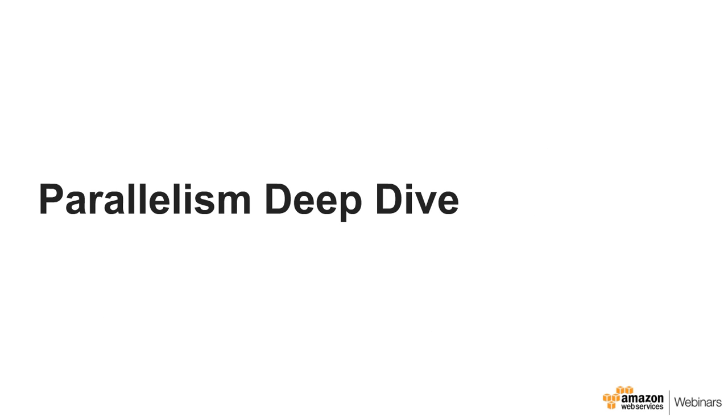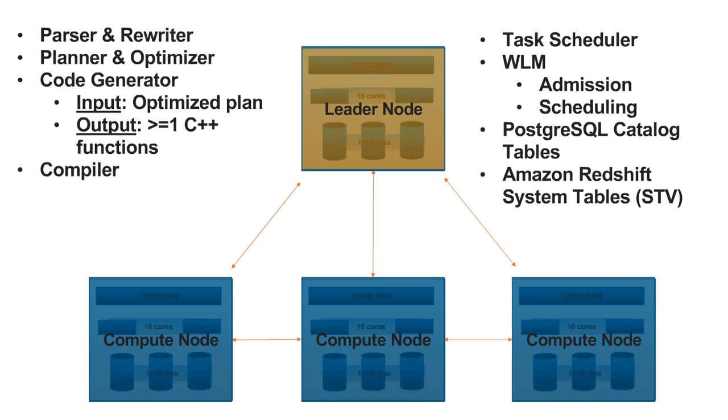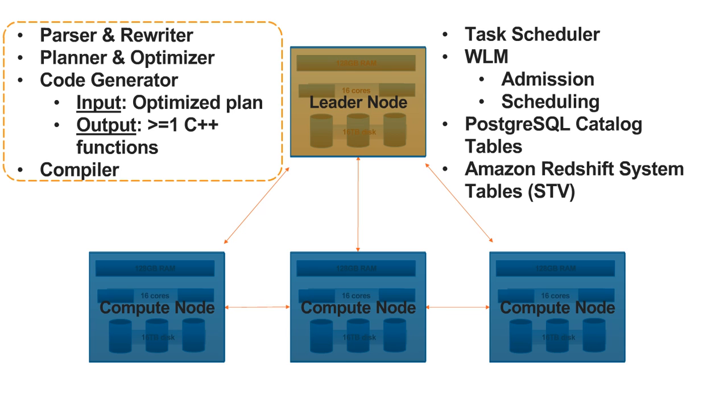So we're going to jump into the parallelism part of this webinar. And just to recap on slices, they're essentially the virtual compute nodes in Redshift, and they are how the data is distributed. Talking further on this, we're going to focus on the top left here: the parser, the rewriter, the planner. So this section right here.